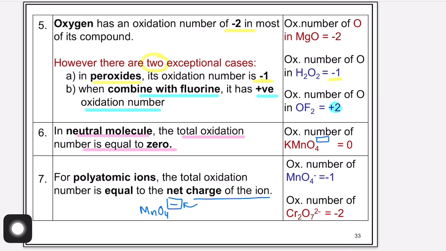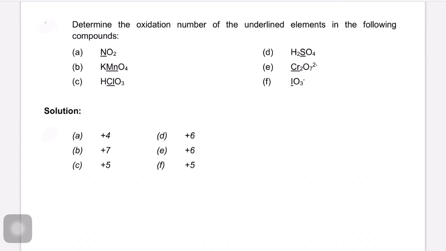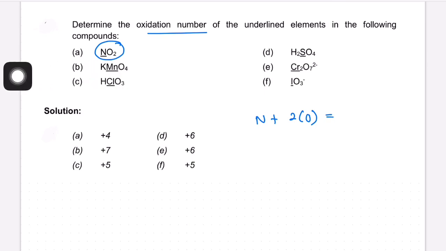Okay, so now let's take a look at some examples. Let's have a look at example number 1. I've given the solutions in front, but it's okay, let's do the calculation. Whatever element is underlined, we have to find the oxidation number for it. So it goes nitrogen, 2 oxygen, and the total oxidation number must be equivalent to 0. So nitrogen plus 2 oxygen, what is the default oxidation number for oxygen? It will be -2, and all of this must be equivalent to 0. So that gives nitrogen a +4 oxidation number.